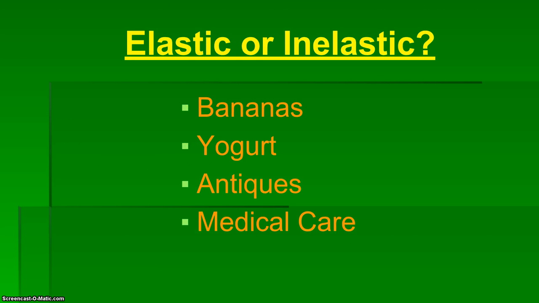And some examples here. Bananas would be relatively inelastic. It takes a whole growing season to grow a banana. Yogurt would be more elastic because it would be very simple to get the ingredients needed to make yogurt and produce extra, have your factory running 24 hours a day instead of 12 hours a day or whatever.